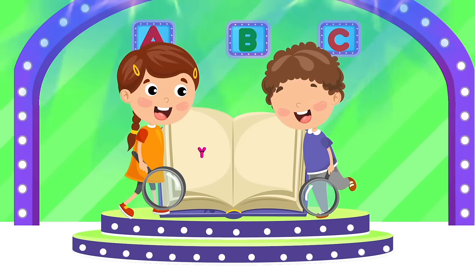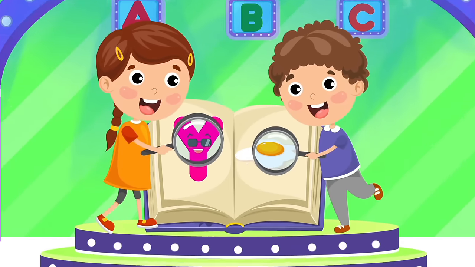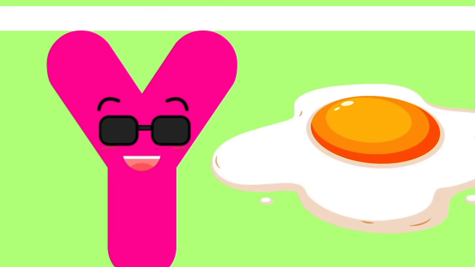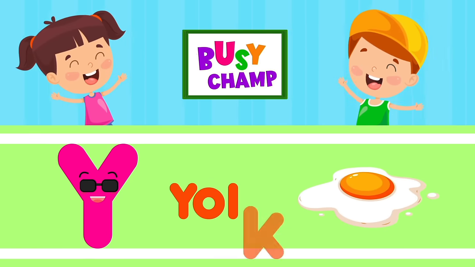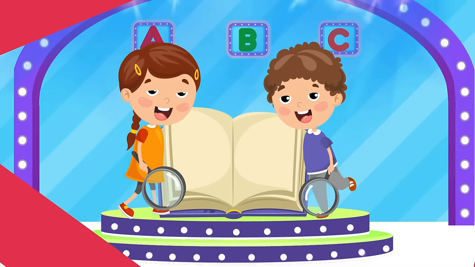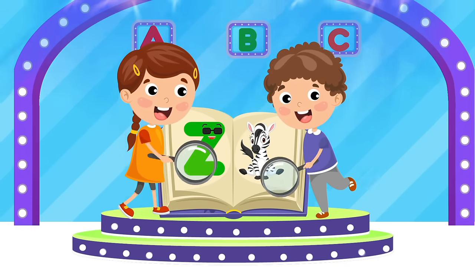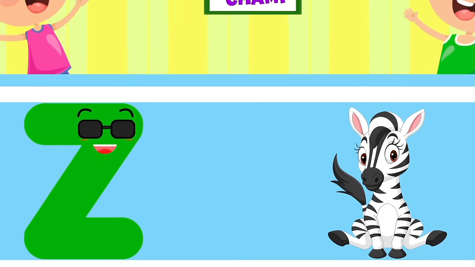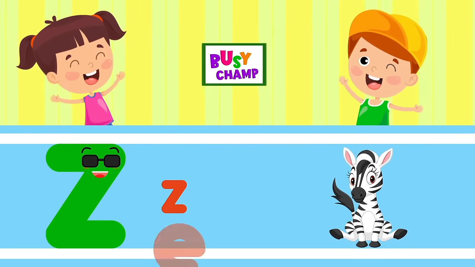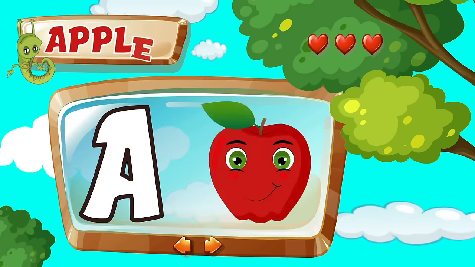This is alphabet Y. Yolk. Yolk starts with Y. Here comes the alphabet Z. Zebra. Zebra starts with Z.